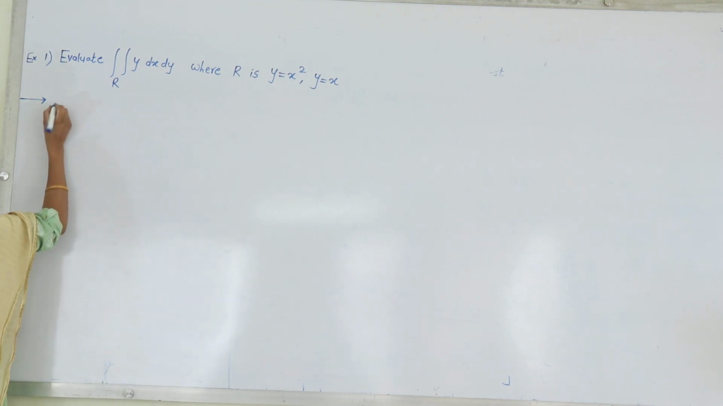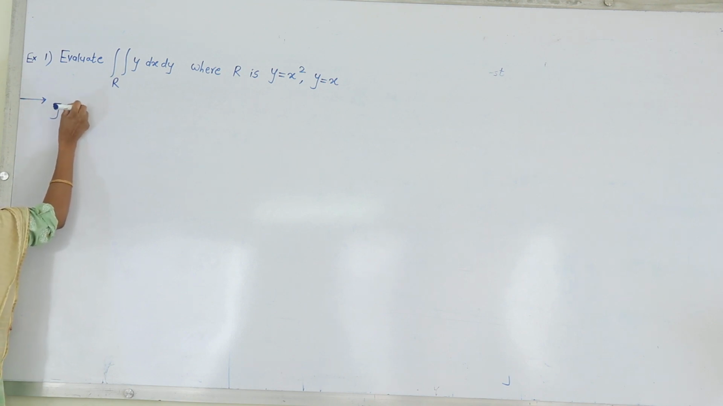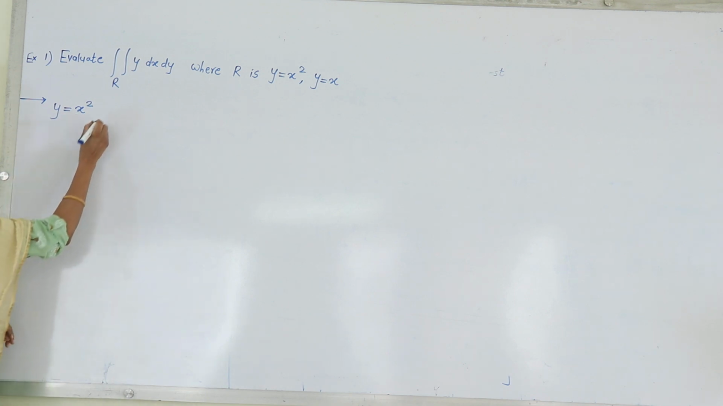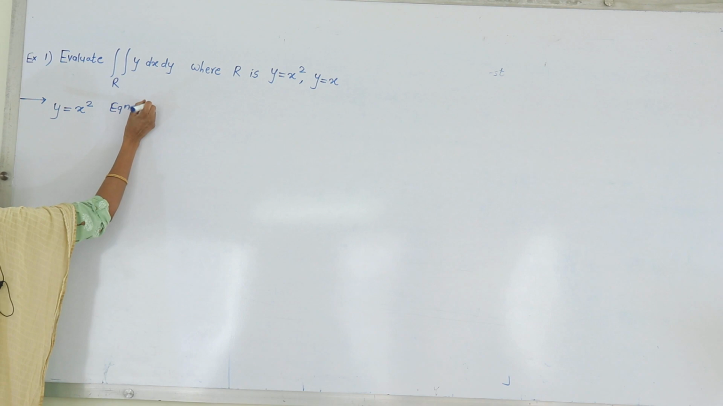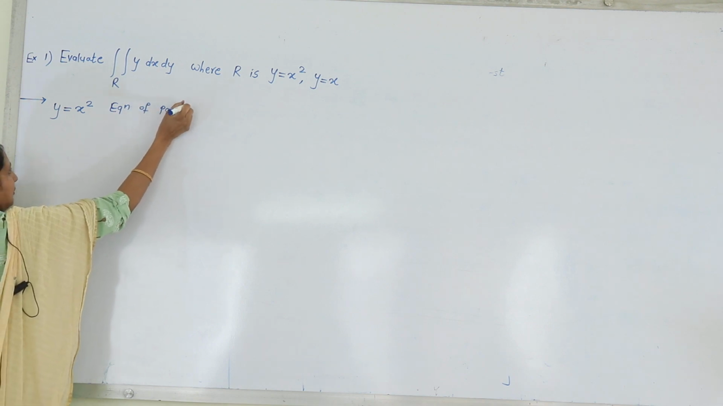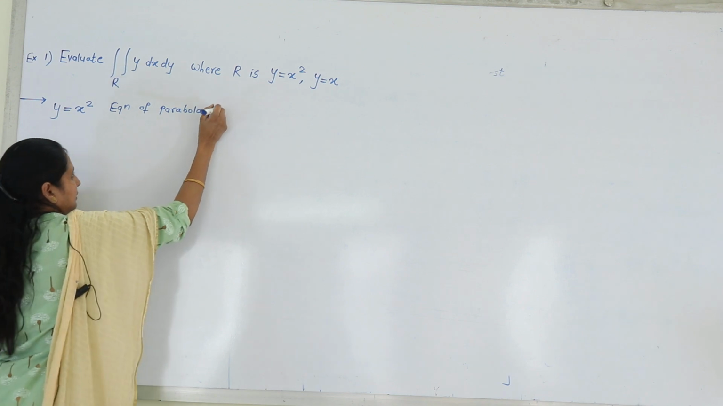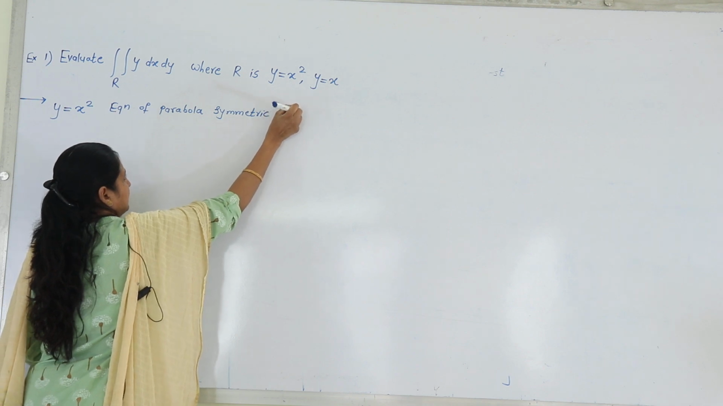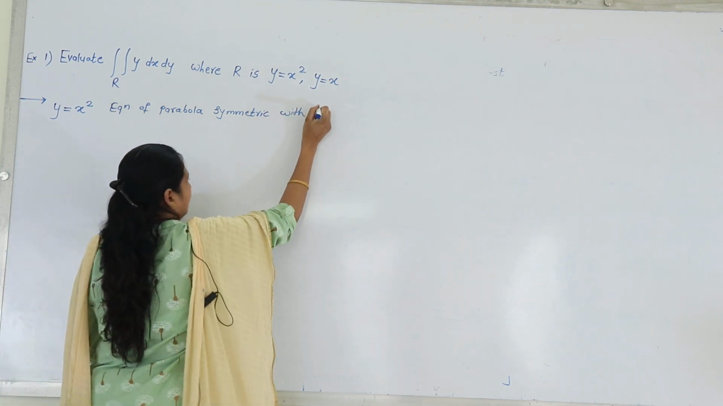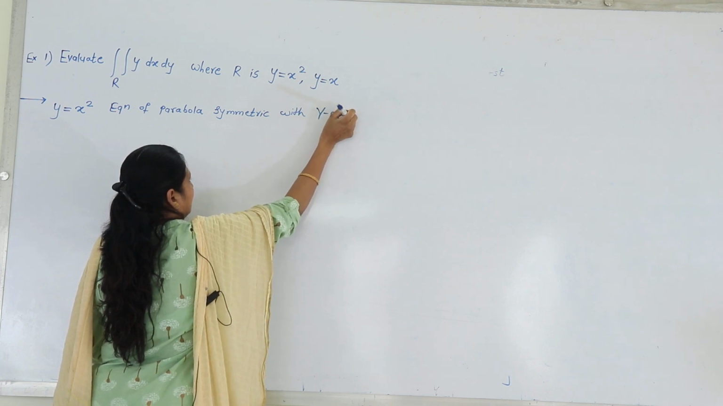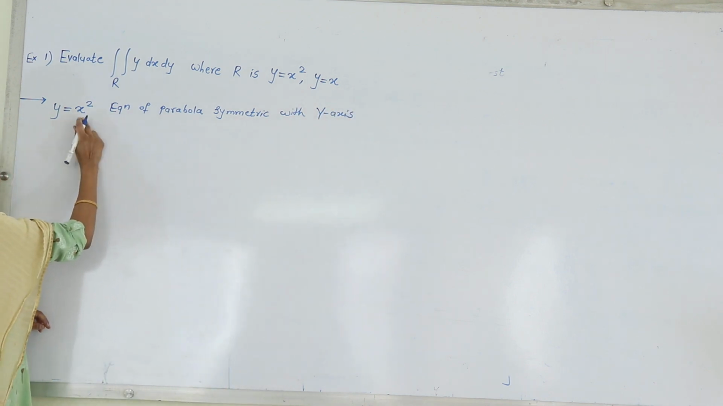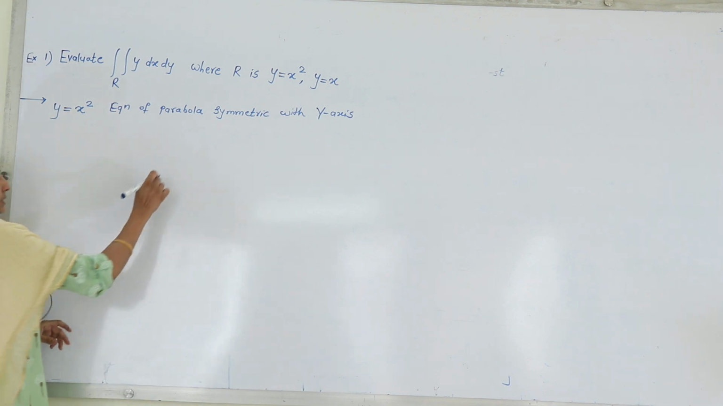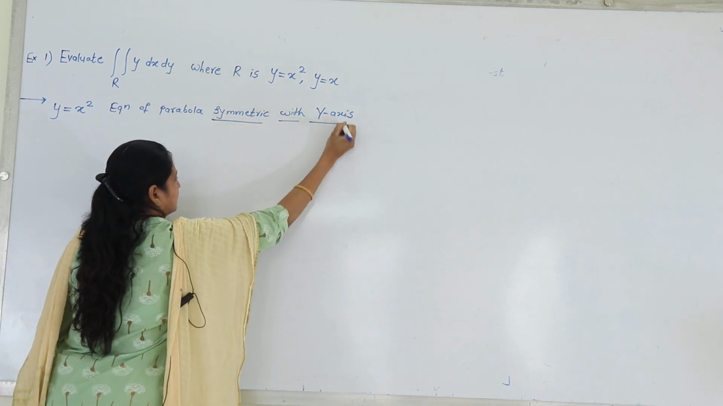Now the equations of the region are y is equal to x square. It is the equation of a parabola. Symmetric with which axis? Y axis, because the power of x is even. When the power of x is even, symmetry is with the y axis. It is a parabola symmetric about the y axis.